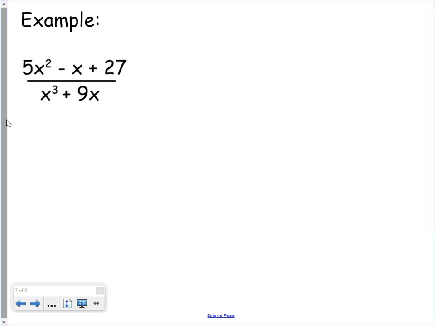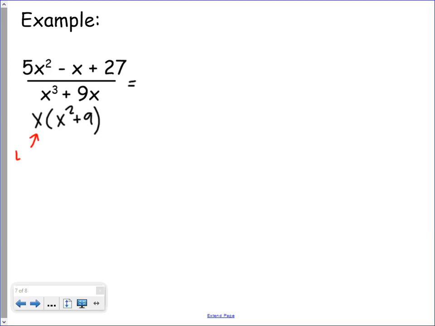Step 1 would be factor your denominator. On this one, you only have 2 terms. You got x cubed plus 9x. Greatest common factor. What do they both have in common? X. So we'll factor an x out of both. That gives me x times x squared plus 9. And then that will allow me to set up my partial fraction decomposition.